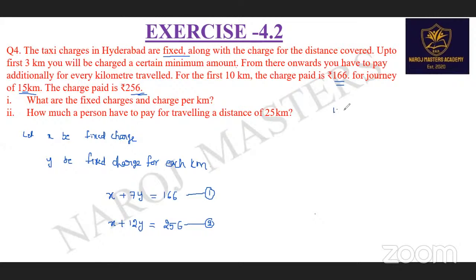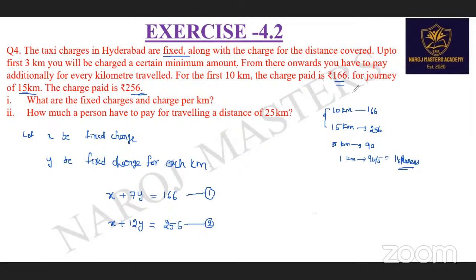That is, for 10 kilometers he paid 166 and for 15 kilometers he paid 256 rupees. So if you see the difference, for 5 kilometers how much did he pay? The difference is 5 kilometers, so make the difference here also. For 5 kilometers, 90 rupees he paid. Then for each kilometer, how much? 90 by 5, and how much is it? 18 rupees for each kilometer. So this is without making any equation here.